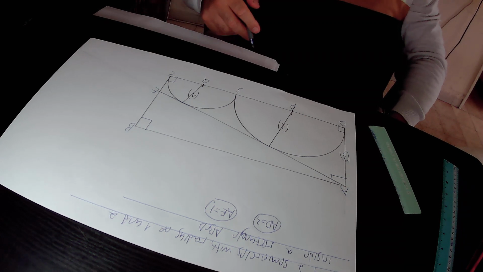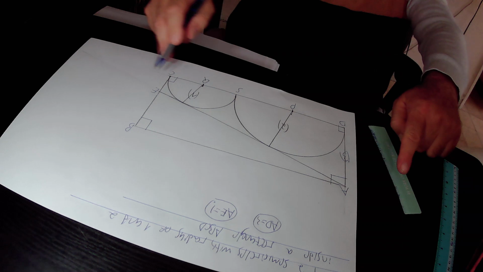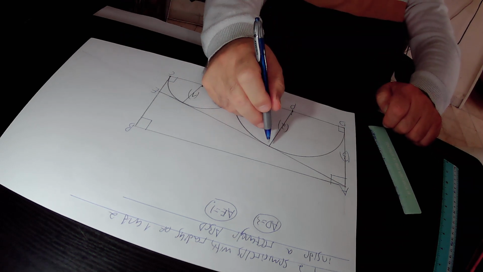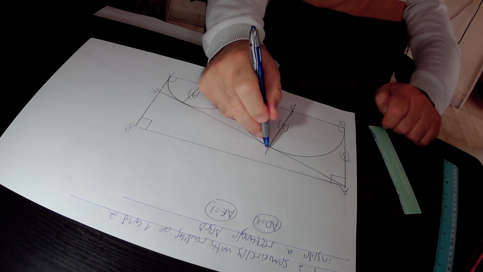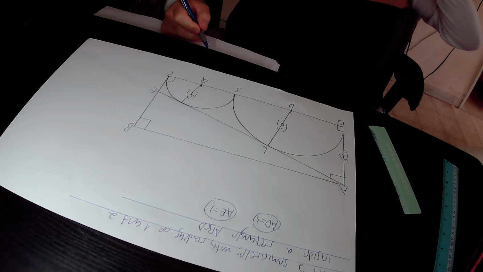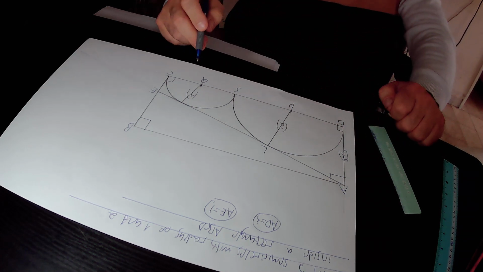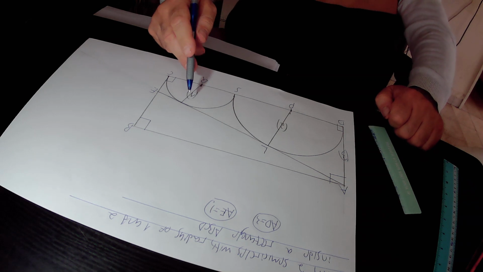We will define the point of tangency of tangent AE with this big semicircle, this point is point L. And finally, we will define the point of tangency of tangent AE with this small semicircle, this point is point G.